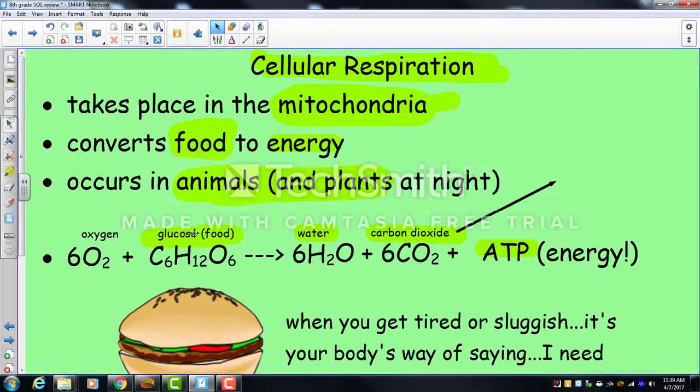Here it is again. You can almost see that this is a backwards reaction. Instead of ATP energy, plants use the sun. They take in CO2. They take in water. They create glucose, and they give off oxygen.